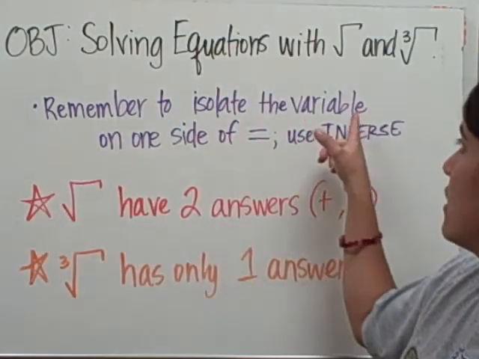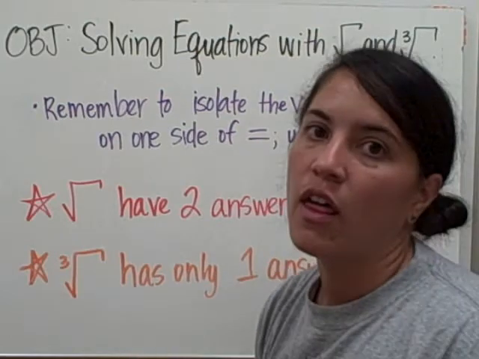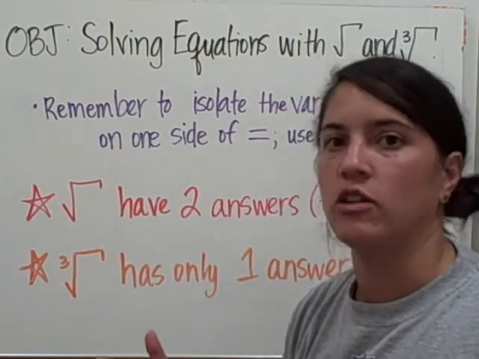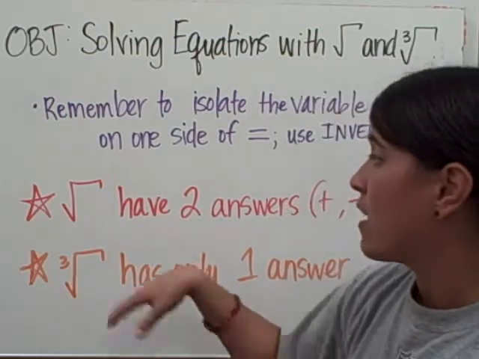Remember to isolate the variable on one side of the equal sign, and to do that you're going to use the inverse. The whole goal is to get x by itself, nothing else, just x, or whatever variable.